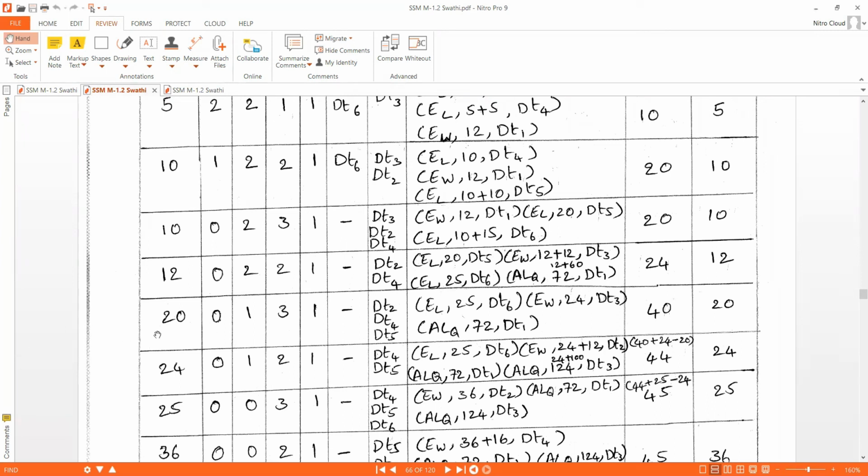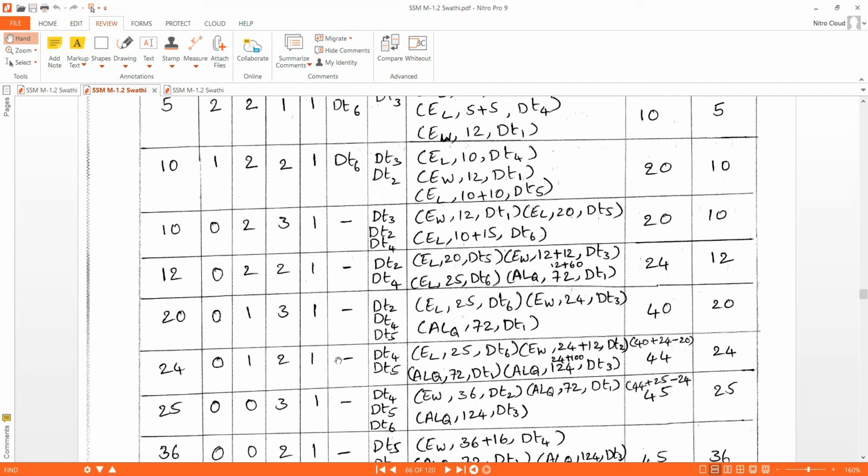From 20 to 24 clock time only one loader is busy. So 40 plus 24 minus 20, it is 44, we will write here. At simulation clock time 24, the scale is still busy, so we will write it as 24.